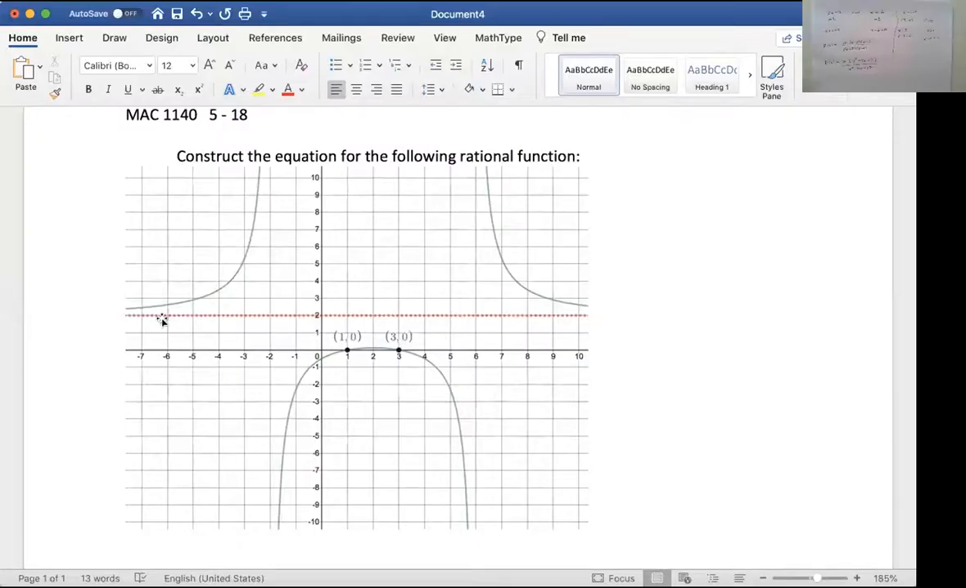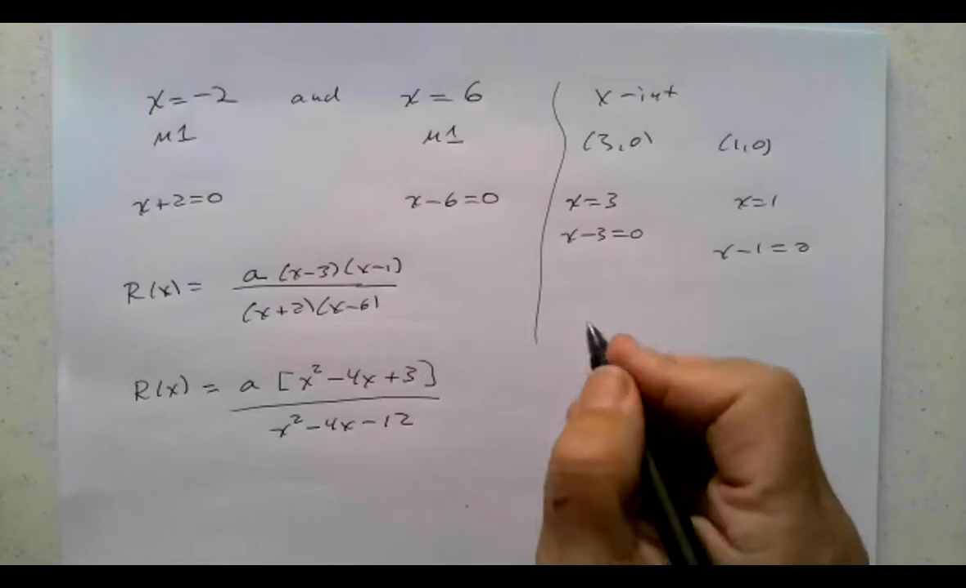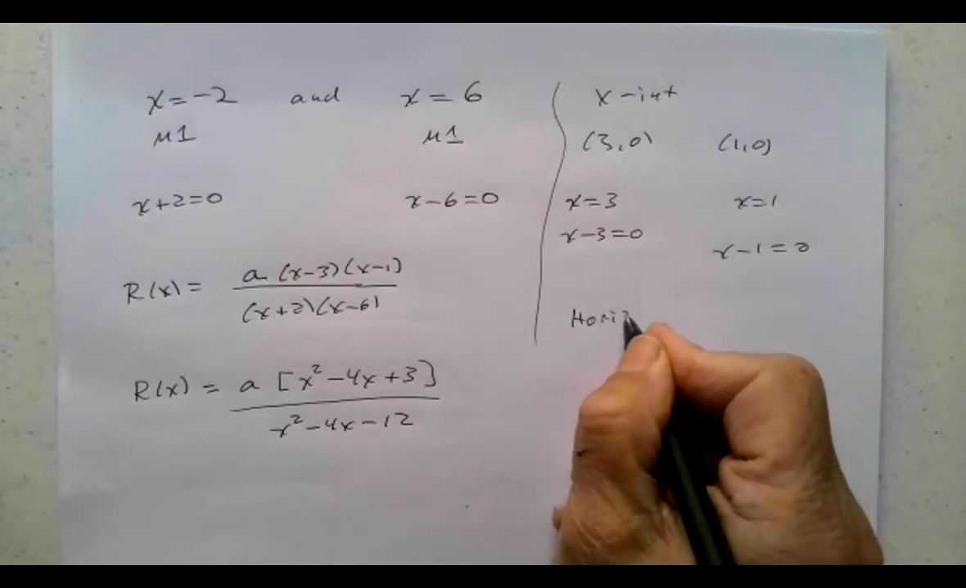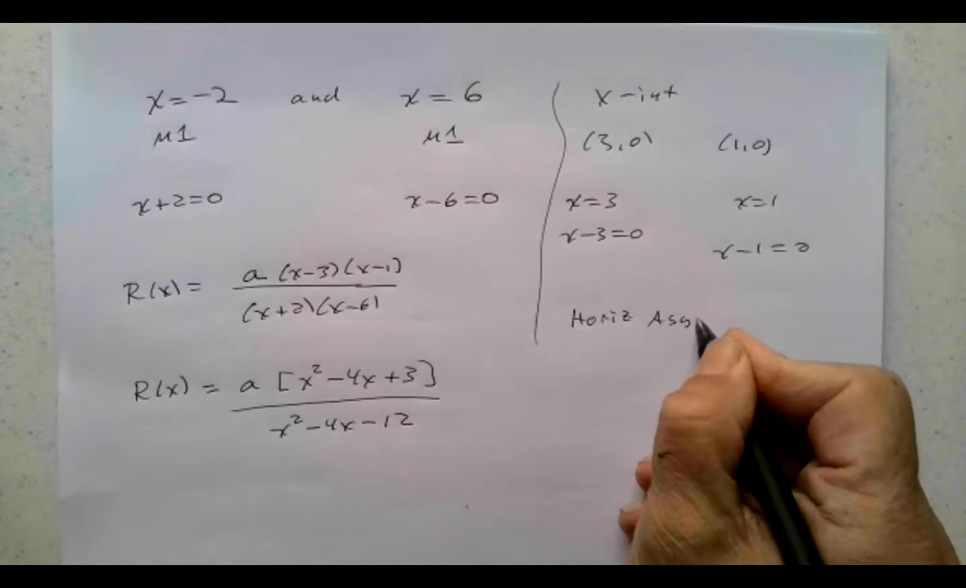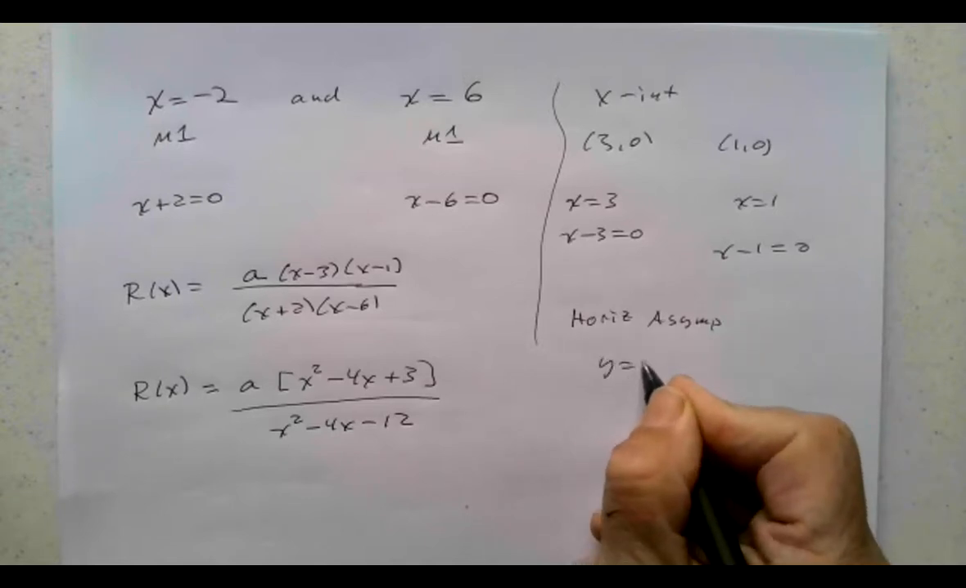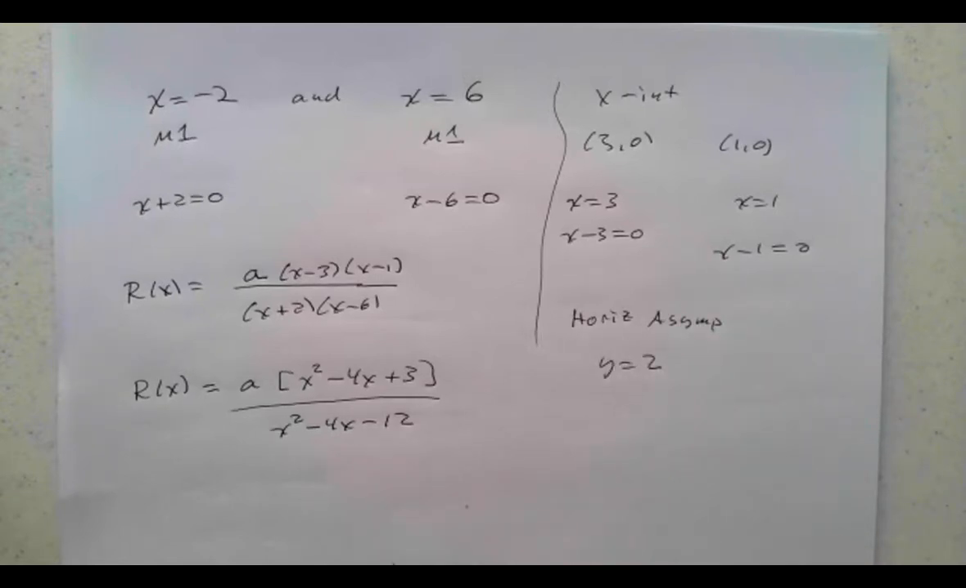Looking at a horizontal asymptote here that I've drawn in, the horizontal asymptote is at y equals 2. But right now, if I take the highest power of the top and the highest power of the bottom, they're both x squared, so I will have a horizontal asymptote. And I divide them out.